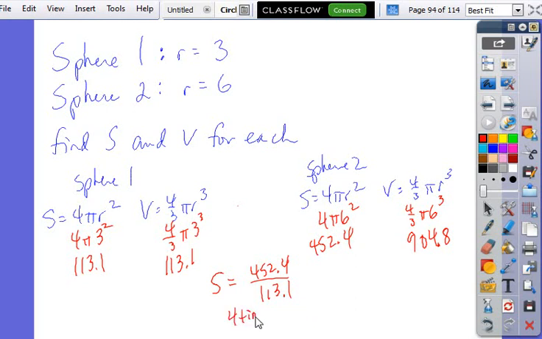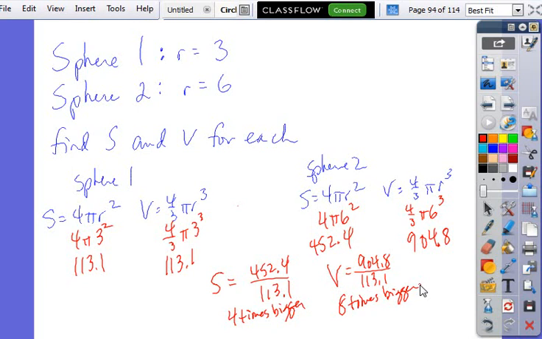And then if I go for the volume and do the same process, the second one is 904.8 divided by 113.1, 8. 8 times bigger. So that's all you're doing, is how much bigger or smaller is the second one compared to the first one.